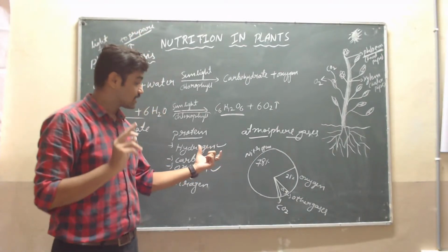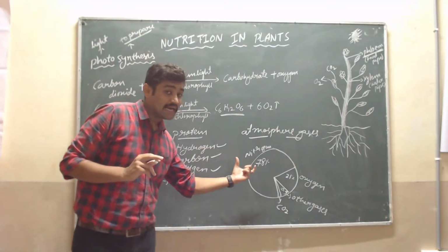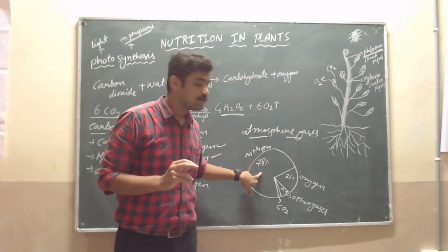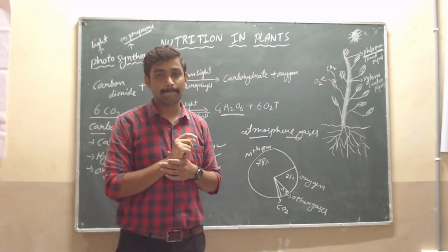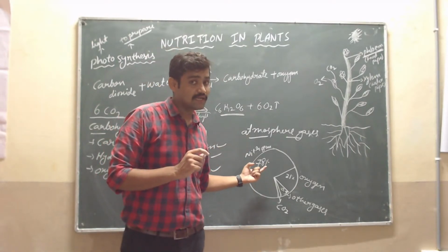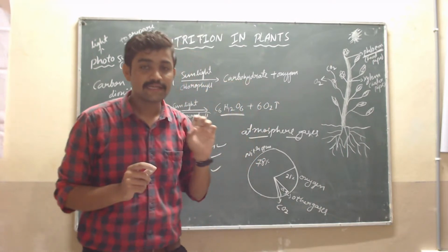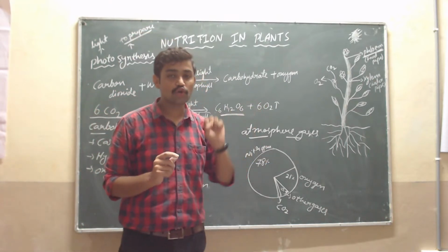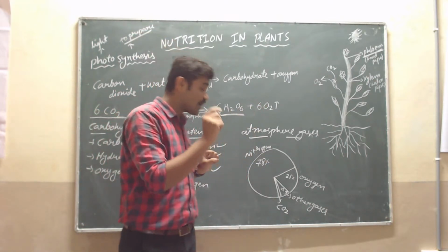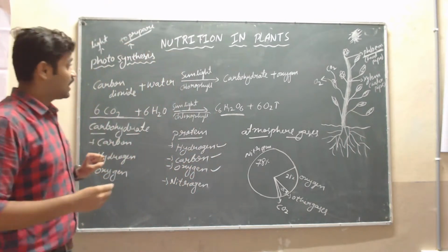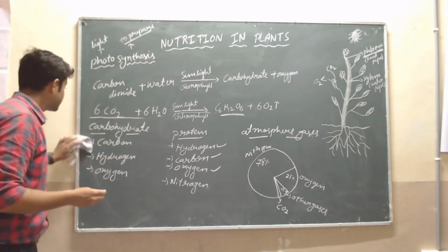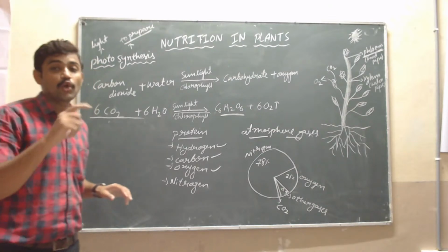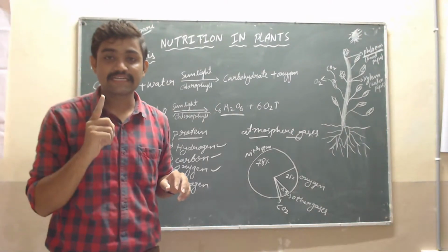Now read carefully: plants will not absorb nitrogen gas directly. That's why a particular fixed bacteria are present in soil.